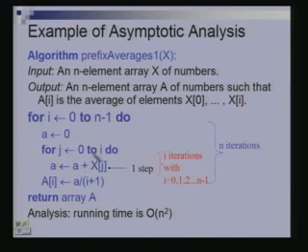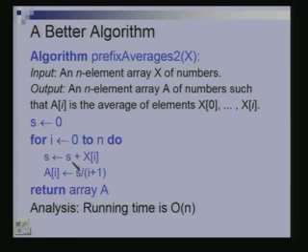Every time, first we are computing x0 plus x1, then x0 plus x1 plus x2, then x0 plus x1 plus x2 plus x3. We're repeating computations over and over again. Why should we do that? We'll have just a single variable which keeps track of the sum of the prefixes so far. So when I am in the ith run of this loop, s already has the sum x0 through xi minus 1. Then I add xi to it, and to compute the ith element, I just divide this sum by i plus 1.